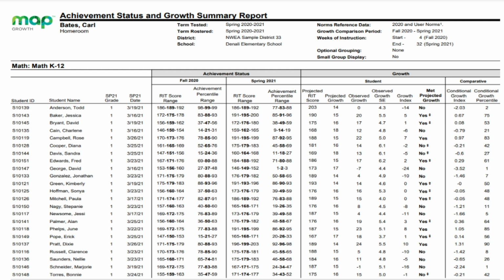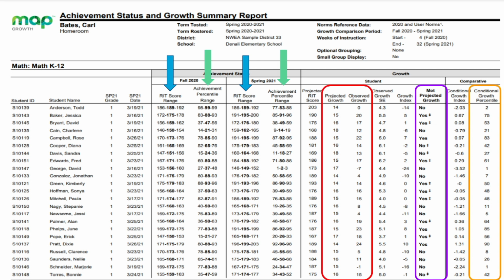In this case, we're looking at math scores for first graders in Mr. Bates's classroom. We can see all the students here, their fall RIT scores versus their spring RIT scores, the corresponding achievement percentile ranges for those students, and then what their projected growth was versus observed growth, and then in purple there, did they meet their projected growth?